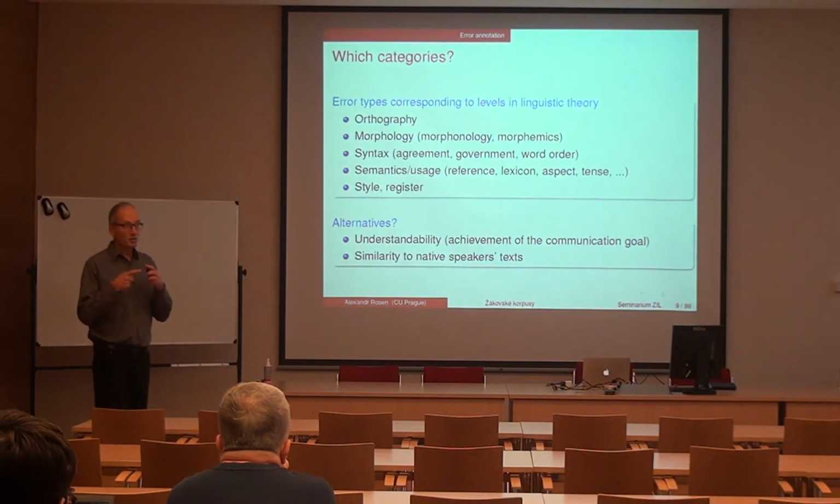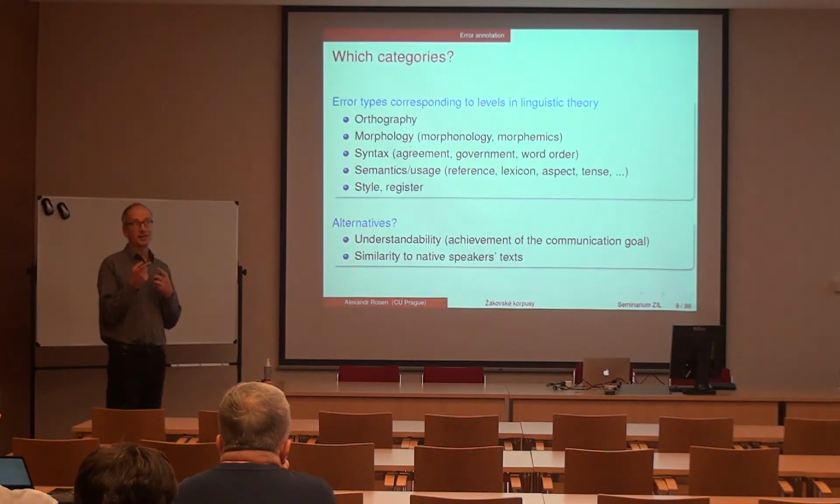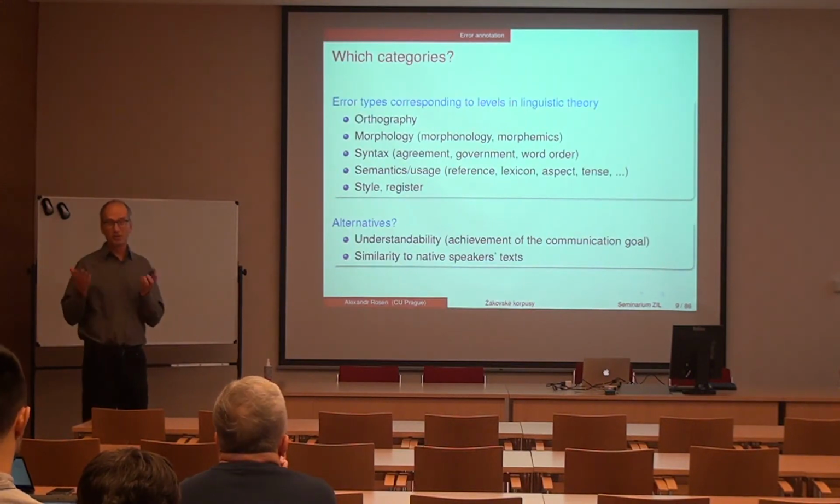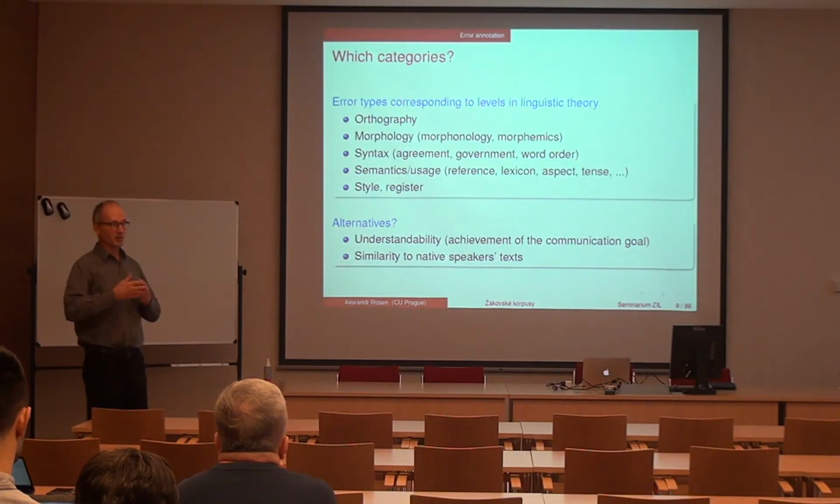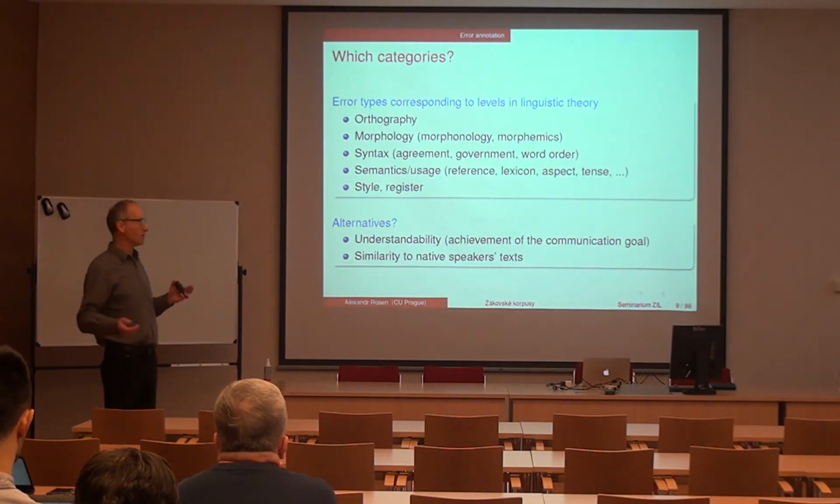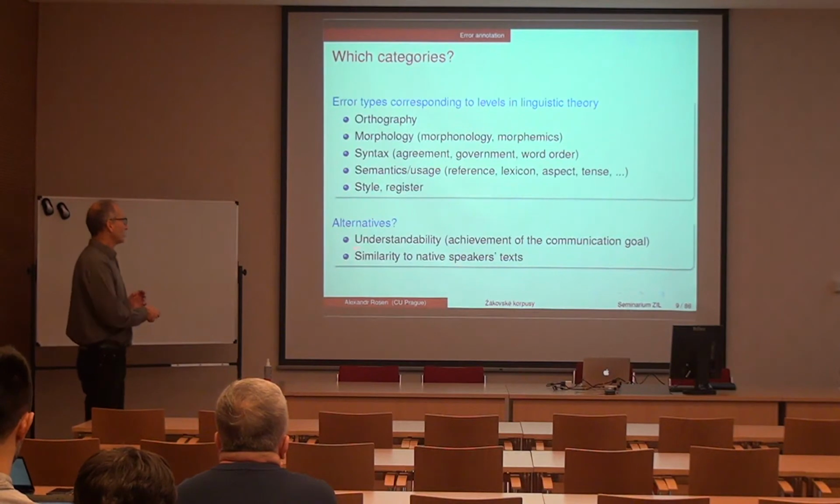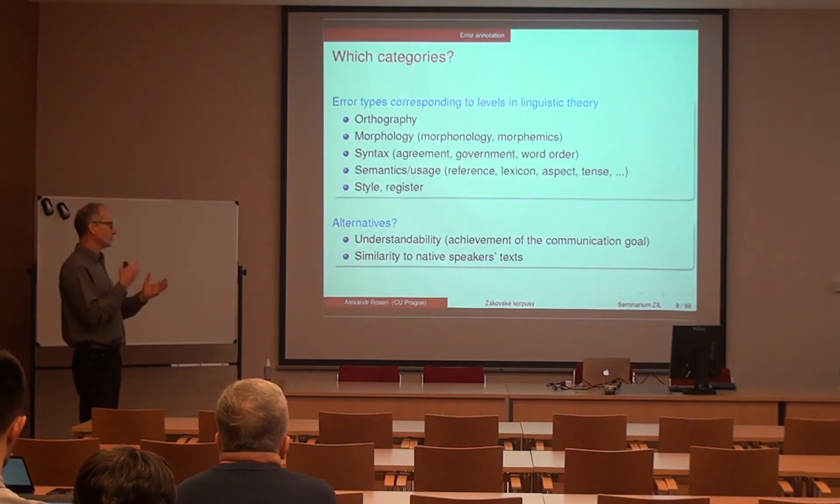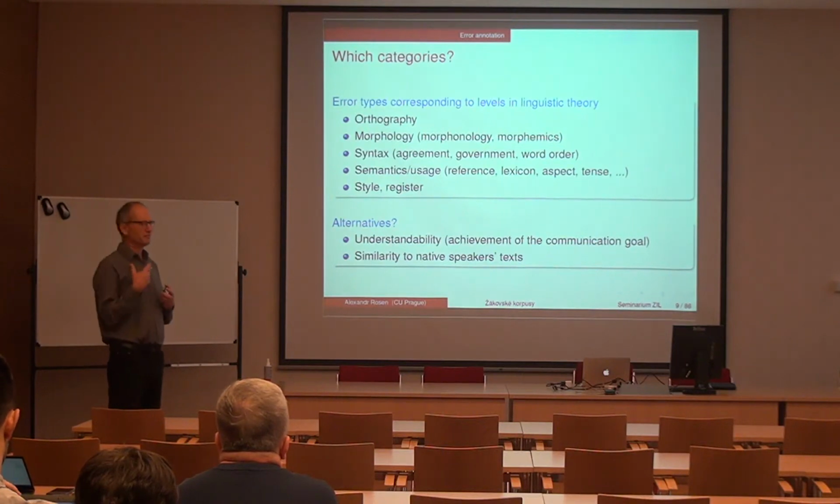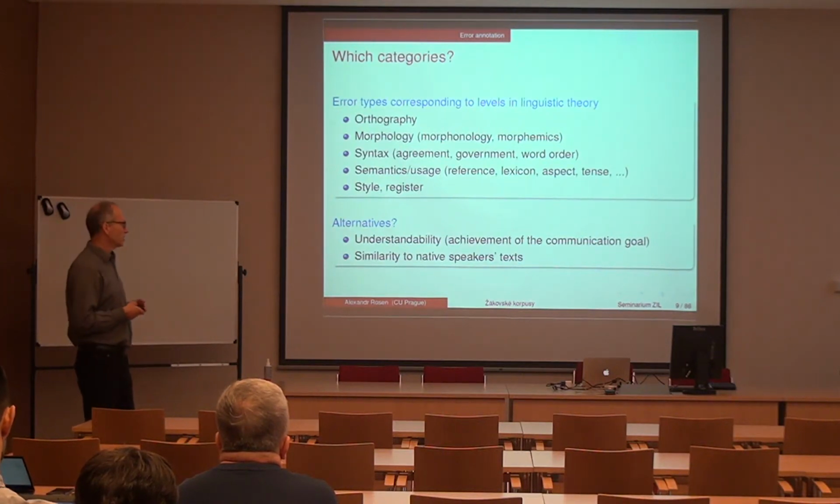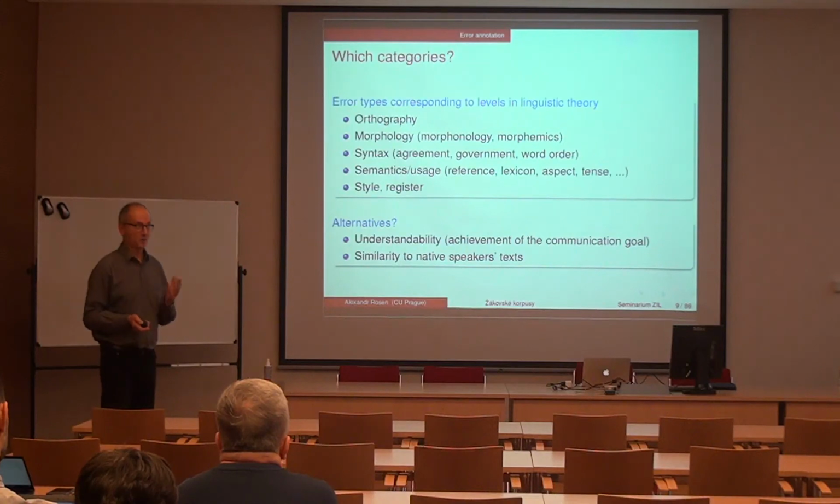Well, you can label the text for understandability, but then it's hard to pinpoint specific words or expressions that are actually not understandable, because usually it's something larger. It's maybe the whole sentence, or maybe even the whole paragraph. Or you can label it with some similarity measure with respect to some native speakers' texts. So that's also possible.